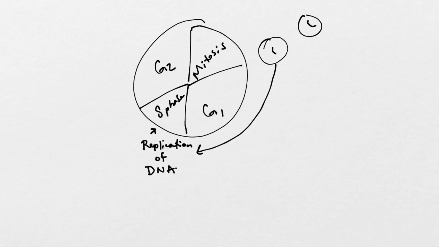So at this point, this chromosome here, this is still a chromosome, is going to get a copy, or a sister chromatid. This is still a single chromosome. It just has a sister chromatid copy. This is a chromosome. This is a chromosome.